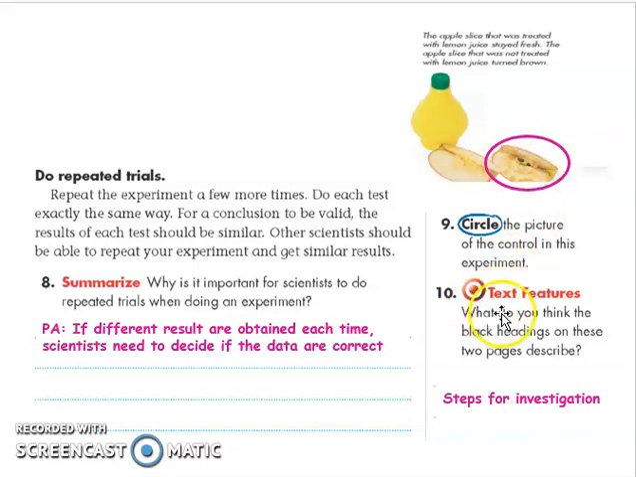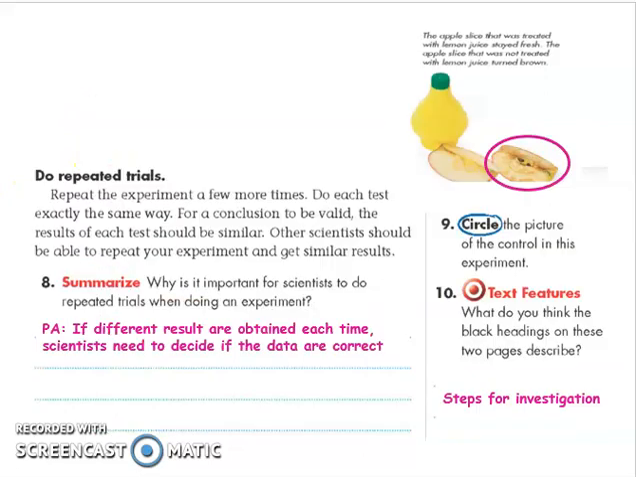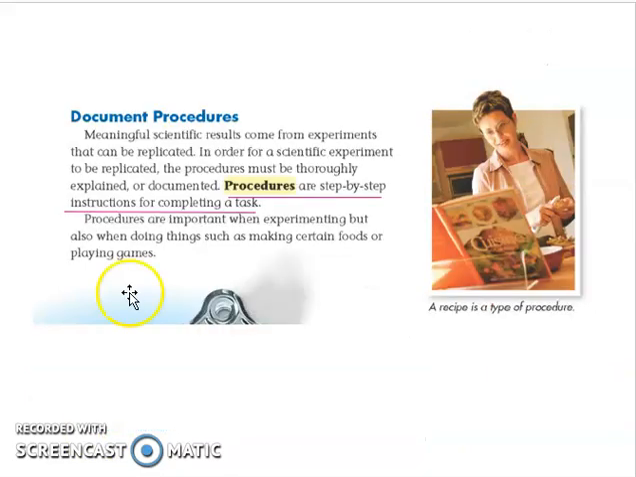Number 10. What do you think the black heading of these 2 pages describes? That is the step of investigation. This black writing represents the steps of the experiment. Okay, that is the step of investigation and experiment. Now, let's proceed. Document procedure. Procedure is very important. Procedure is the step-by-step instruction. It's just like a recipe. You are following the instructions step by step.